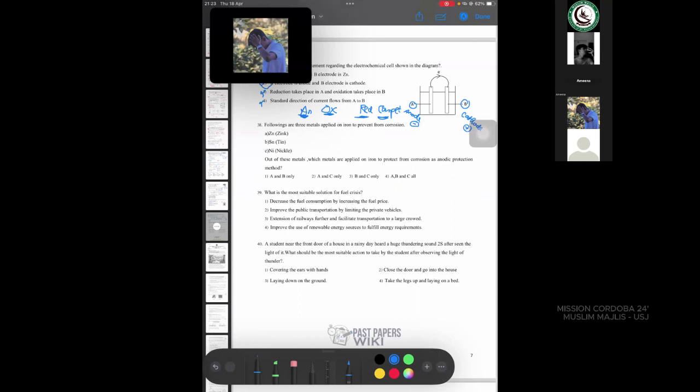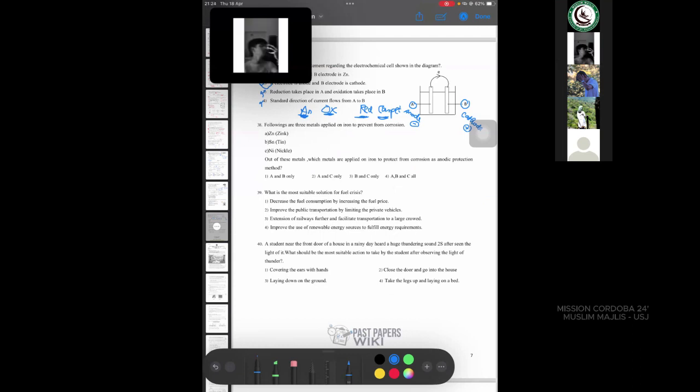Out of these metals, which metal is applied on iron to protect from corrosion as anodic protection? Now, if we need to protect iron from corrosion, we should plate it with a metal above iron or below iron in the electrochemical series. Above iron. Now tell me the ones above iron. Zinc, is it above iron? Yes.